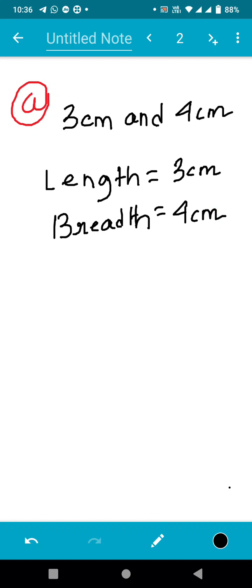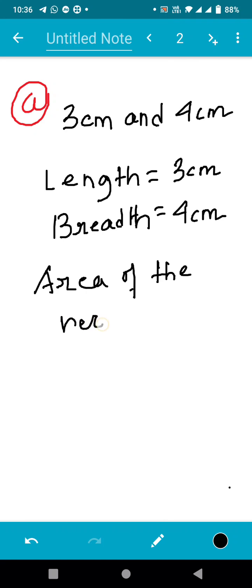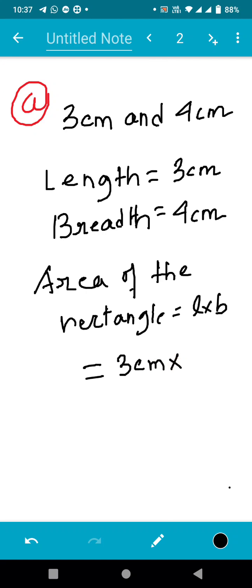Fine. Now we'll write the area of a rectangle. This is very important. We should always write the formula first. That is, area of the rectangle is length into breadth. Now you will put the value of length which is given as 3 centimeter. Put a multiplication sign and then put the value of breadth which is 4 centimeter. Now we'll multiply the numbers. 3 into 4 is 12, and 2 centimeters are there, so we'll write centimeter square. Fine. So this is the solution of sum number A. I hope all of you have understood. Now let's move on to sum number B.